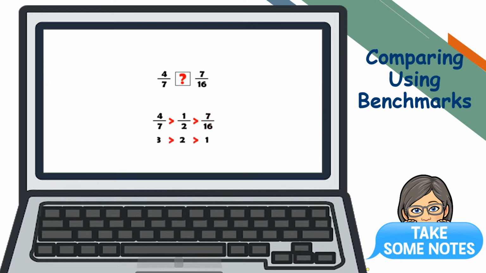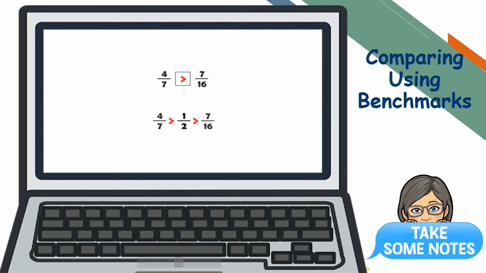So now it is easy to see which fraction is greater, 7/16 or 4/7. Just look at the order. 4/7 is the greater fraction.